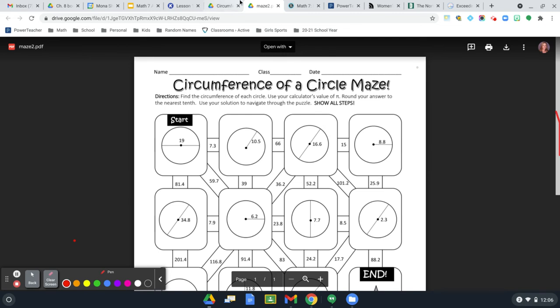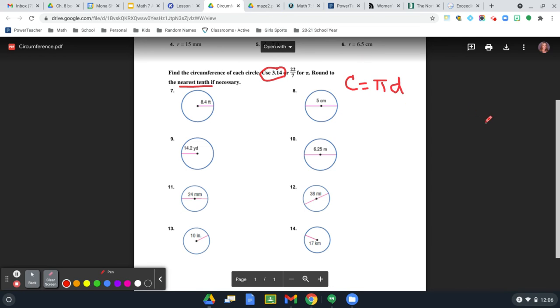This is due Friday. Like I said, on Friday we're going to correct it. So you'll come in on Friday, I'll have some answer keys available for you, and this will be something your math teachers will collect. So if you don't finish it in class today, then you do have to finish it at home.